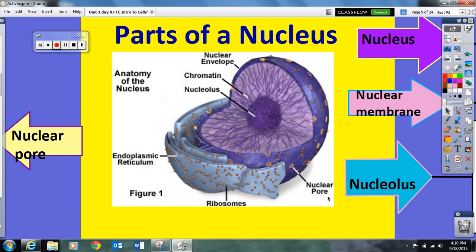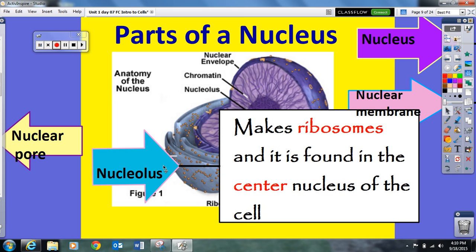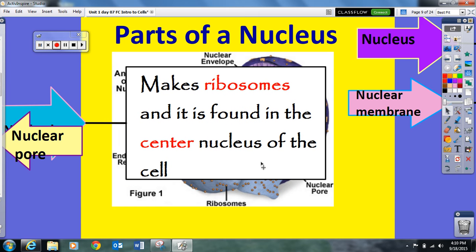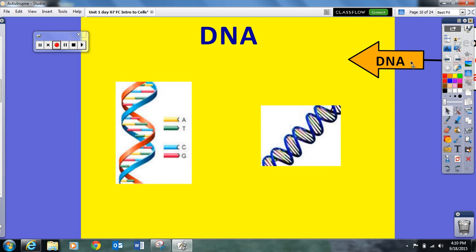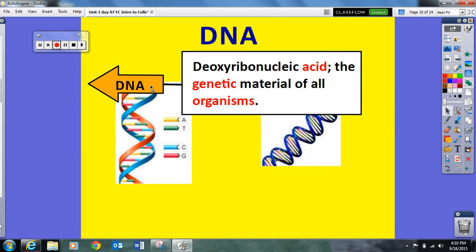And next we have the nucleolus. Inside the center of the nucleus, you'll find a dark center. That's called the nucleolus, and it has the job of making ribosomes. DNA. The long name is deoxyribonucleic acid, the genetic material of all organisms. So all living things have DNA.